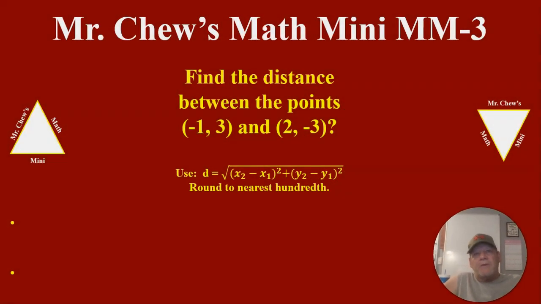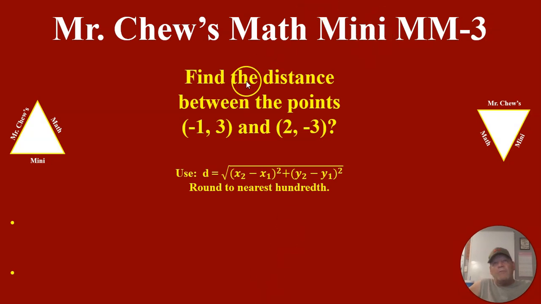So let's talk about the distance between 2 points. Can you find the distance between the points (-1, 3) and (2, -3) using the distance formula? Round it to the nearest hundredth.